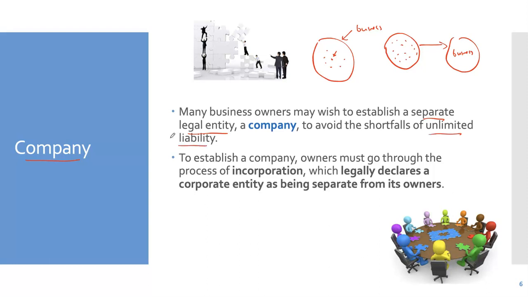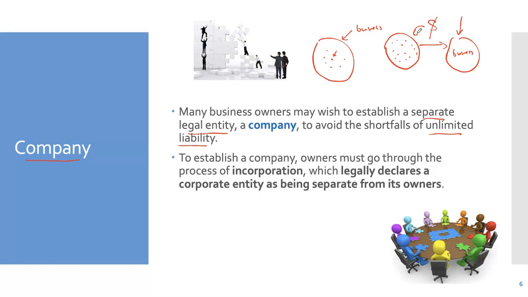So companies will now, we will learn, have something called limited liability. The business owners, because they are separate legal entities from the business, the people who have lost money or are owed money by the business cannot go and try and get the money from the business owners because they're separate.